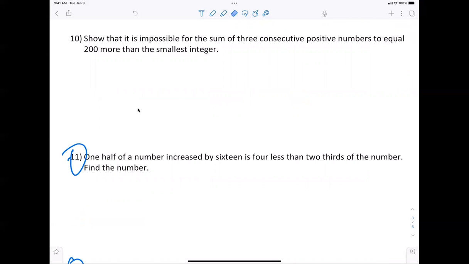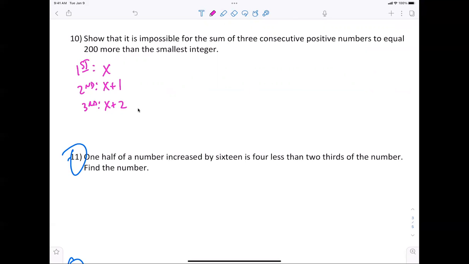Now we're going to show that it's impossible. The sum of 3 consecutive. So how do I write 3 consecutive? X, x plus 1, and x plus 2. All right. So now on your test, all you have to do is write first, second, third, and that's probably worth 30%. Just writing that down.